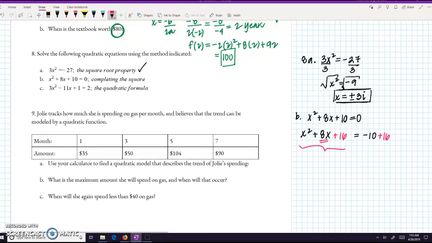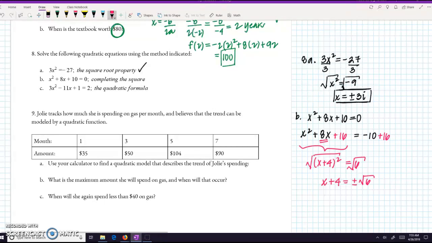Now I can rewrite this term as x plus 4 squared. So whatever that b term is divided by 2, as long as you've correctly squared that, you can then write it as a binomial squared. And then on the right-hand side, -10 plus 16 is 6. And so at this point, now I'm just using the square root property. So I square root both sides, and I'll end up with x plus 4 is equal to plus or minus the square root of 6.